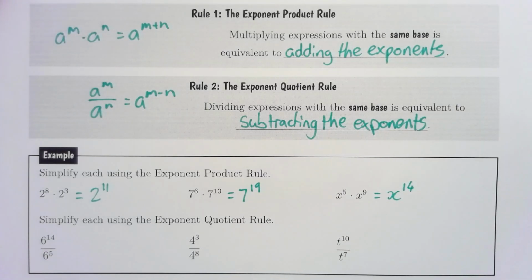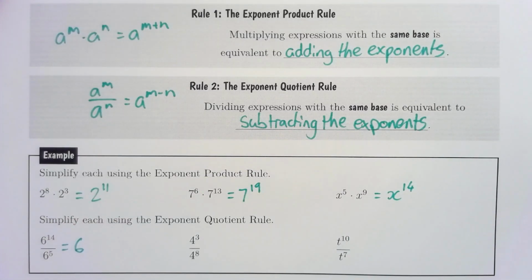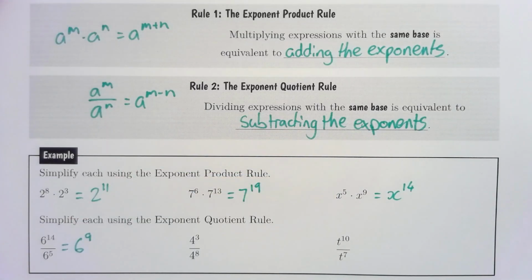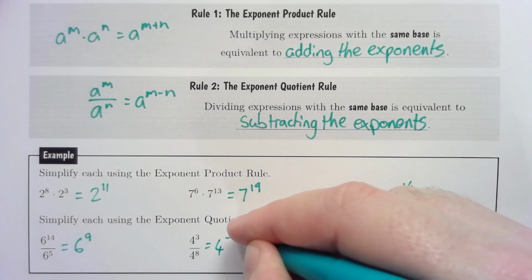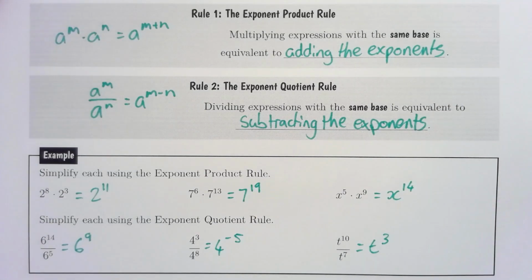6 to the power of 14 divided by 6 to the power of 5. It's the same base, but we're dividing, so we can use the exponent quotient rule to get 6 to the power of 9. 4 to the power of 3 divided by 4 to the power of 8 is 4 to the power of negative 5. And t to the power of 10 divided by t to the power of 7 is t to the power of 3.